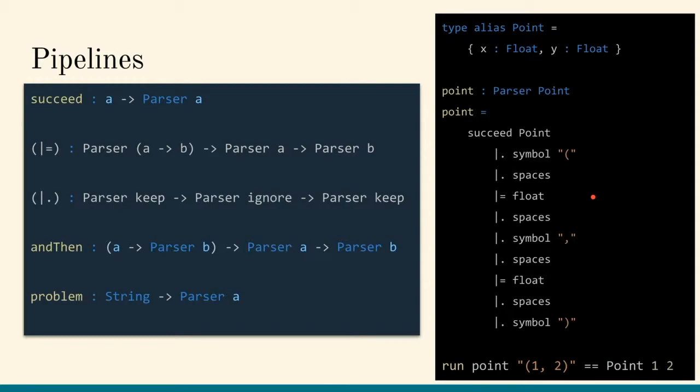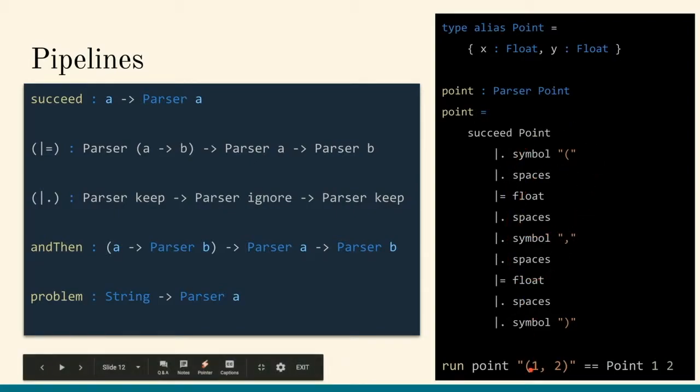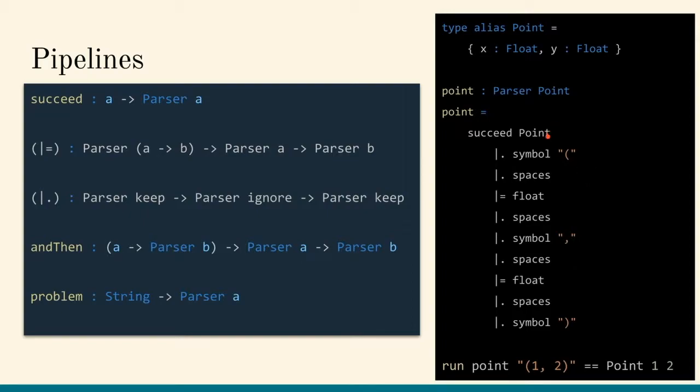The question is, can we do the nested parsing for the point? The answer is, for this parser, no. This parser only handles one level of the point structure. You just read the flow. You look at this: a left parenthesis, find that, throw away. Find the space, throw away.